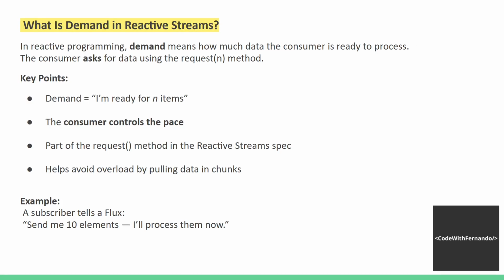Okay, so what is demand in reactive streams? Demand means how much data the consumer is ready to process. The consumer asks for data using the request method. Some key points to remember. Demand means I'm ready for n items. The consumer controls the pace. It is part of the request method in the reactive streams specification. It helps avoid overload by sending data in chunks.